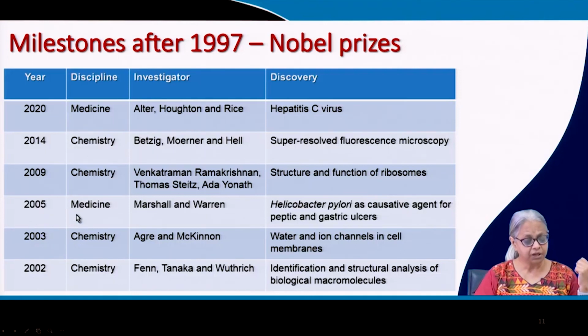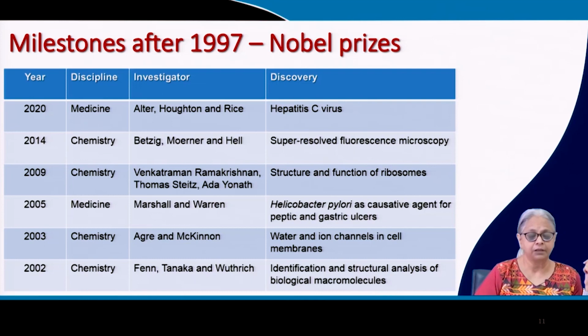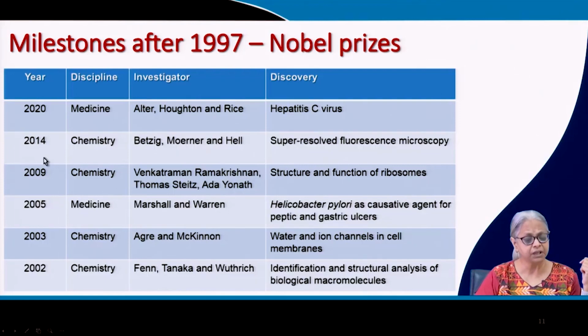Then we come to 2005, and Marshall and Warren identified Helicobacter pylori as the causative agent of peptic and gastric ulcers. In 2009, in chemistry again, we have Ramakrishnan, Steitz, and Yonath, who described the structure and function of ribosomes. Ribosomes are extremely essential organelles in eukaryotic cells, and we will be looking at some of these points later as we go along.